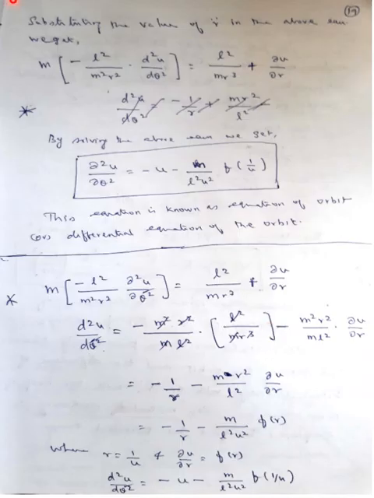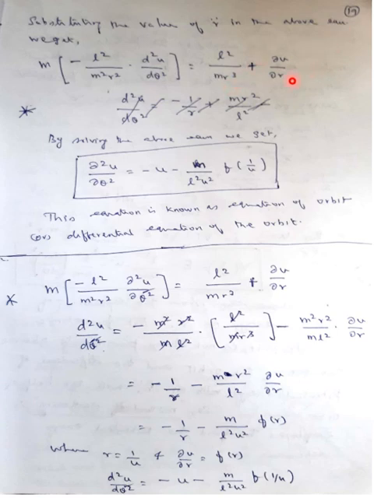Now substitute the value of r double dot in this equation. You will get m into minus L square by m square r square into d square u by d theta square is equal to L square by m r cube plus dou v by dou r. By solving this equation, you will get dou square u by dou theta square is equal to minus u minus m by L square u square f of 1 by u.